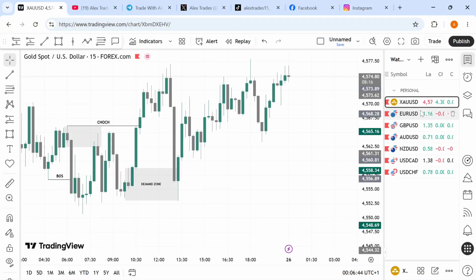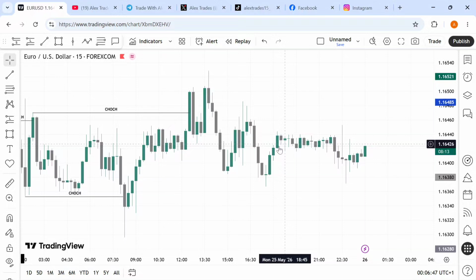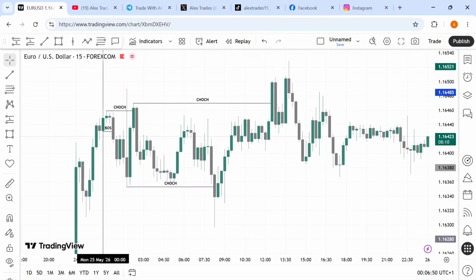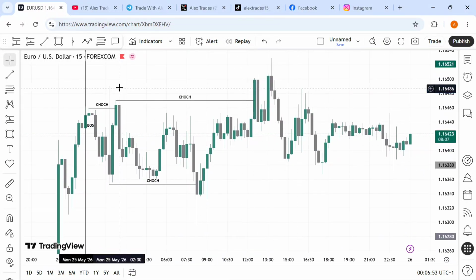So back to the charts. Going over to EURUSD. On EURUSD, I didn't really get any entry because price wasn't too favorable. It was just choppy. So we had this break of structure with a minor change of character. Now there wasn't any demand zone here, so I didn't take the trade.